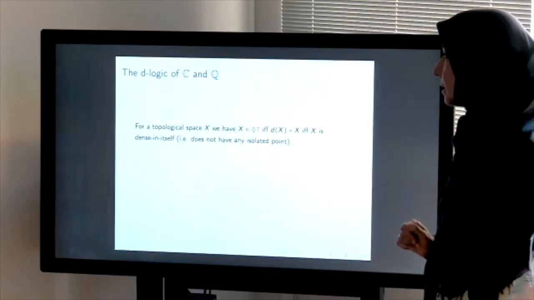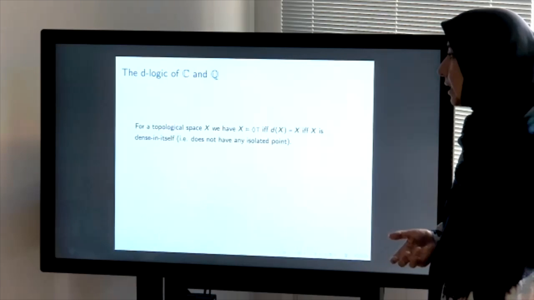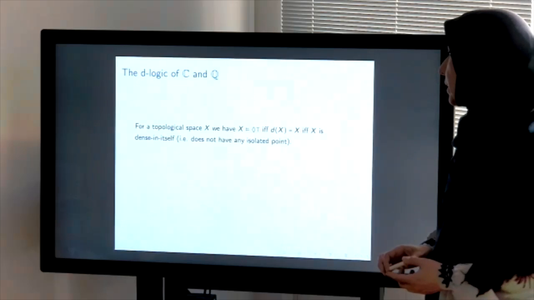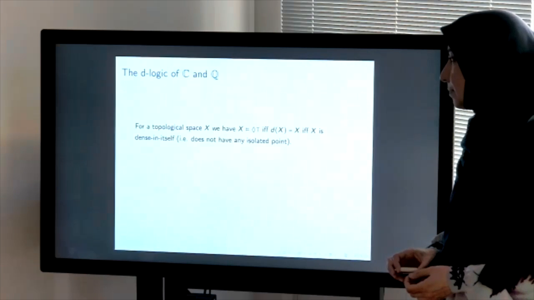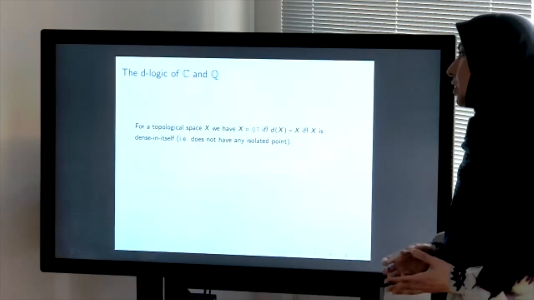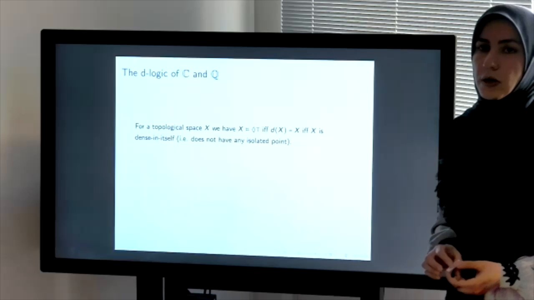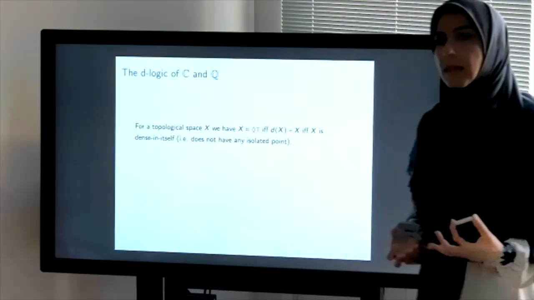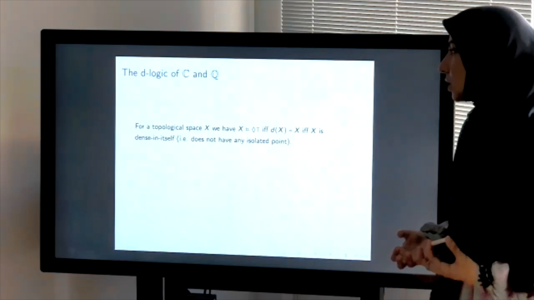For a topological space X, the formula diamond of true is valid on X if and only if d of X is equal to X, which means that X is dense in itself, which means that X does not have any isolated point. So this formula defines the class of spaces which do not have any isolated point.